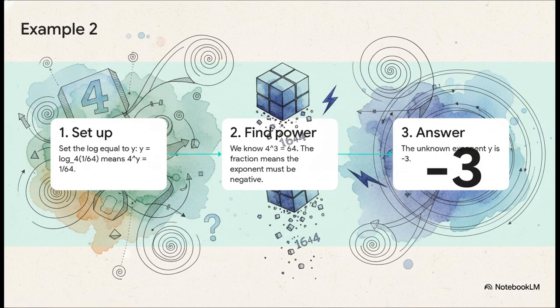All right, ready to level up a bit? Let's try a slightly trickier one. Log base 4 of 1/64. So what's the question we're asking? We're asking 4 to what power gives us 1 over 64? Well, we know that 4 cubed is 64. But how do we get that fraction 1 over 64? This is where you've got to dig back and remember your exponent rules. Remember what a negative exponent does? It flips it. It gives you the reciprocal. So to get 1 over 64, the power has to be -3.